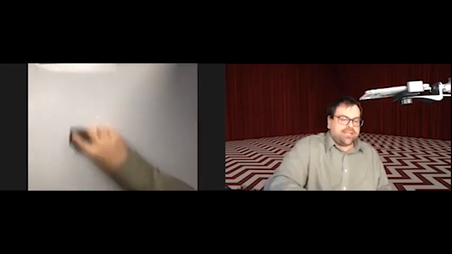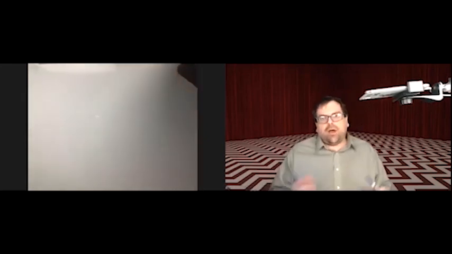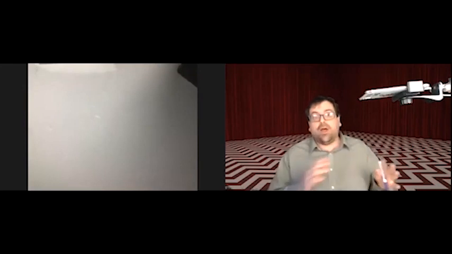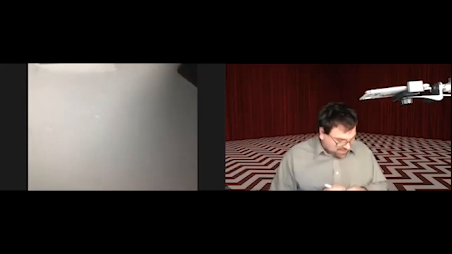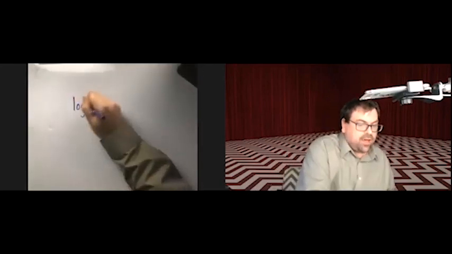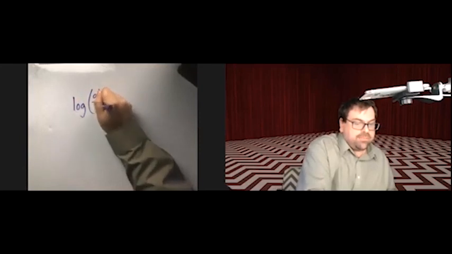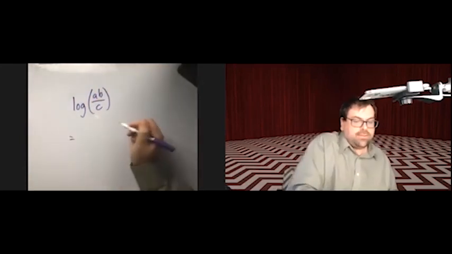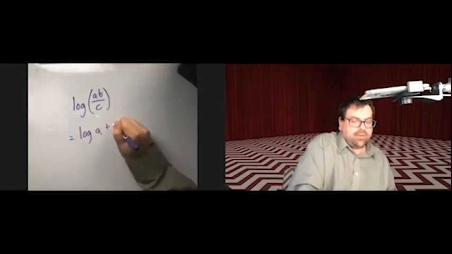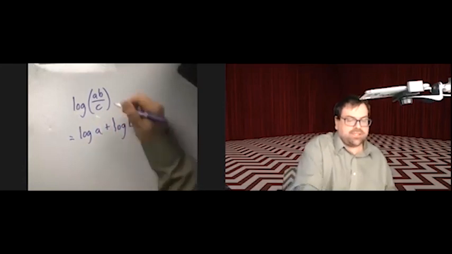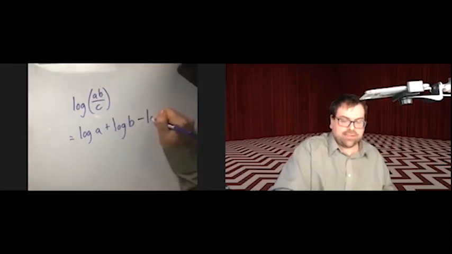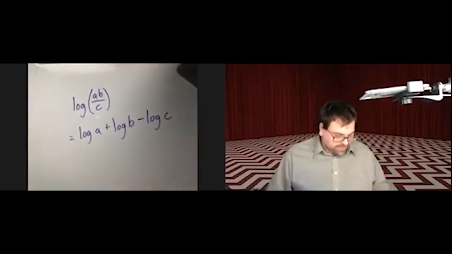Now, these 3 properties we've looked at aren't always just going to be there all at once or on their own. We can get them all at once. That's the point I'm trying to make. For instance, if we had the log of AB over C, we would add log of A plus log of B because of the multiplying on top. And then because we divide by C, we would subtract log of C.